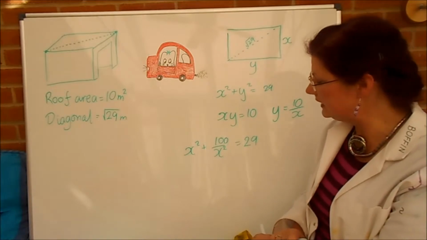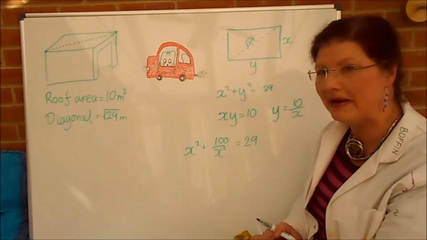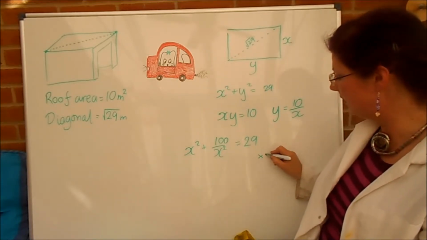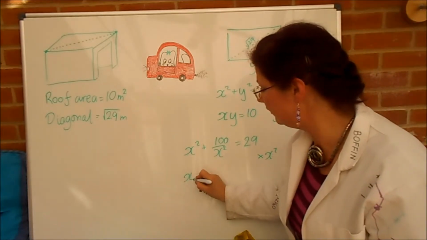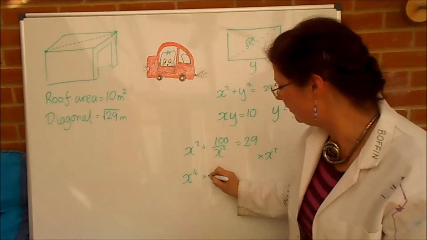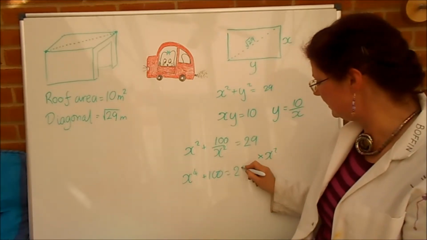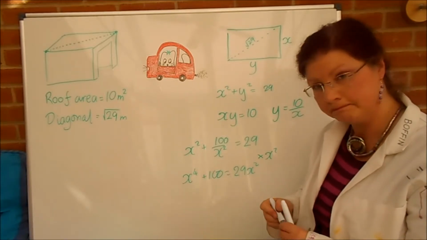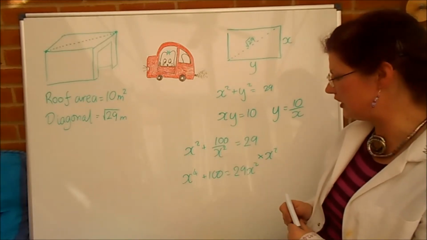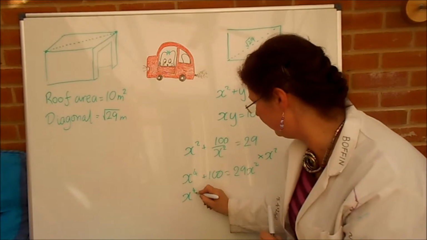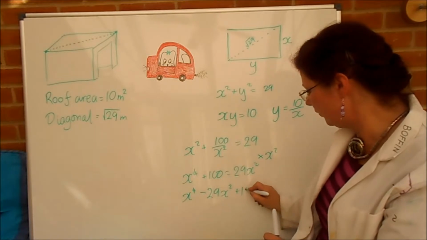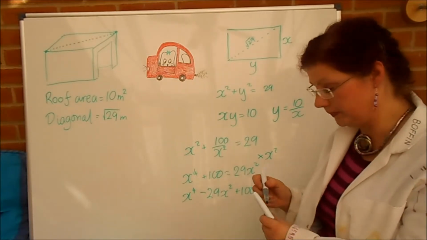Okay, right, now we've got something on the bottom of the fraction which is generally a bad idea. So let's multiply through by whatever's on the bottom of the fraction. So multiplying through by x squared, we get x to the fourth plus 100 equals 29x squared. Okay, believe it or not, that's actually a quadratic-ish. Let's just rearrange it a little: x to the fourth minus 29x squared plus 100 equals 0.